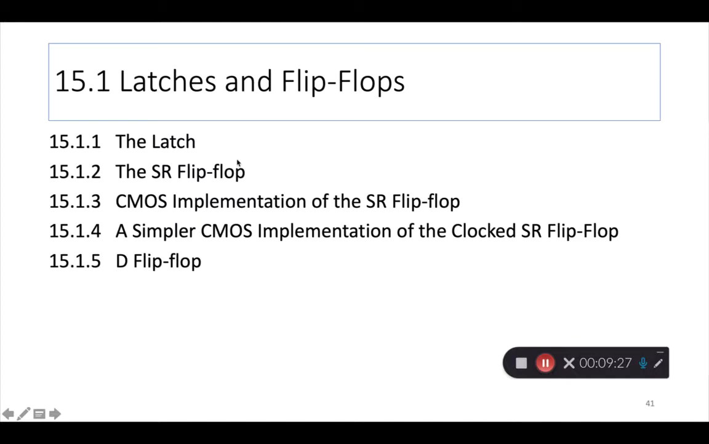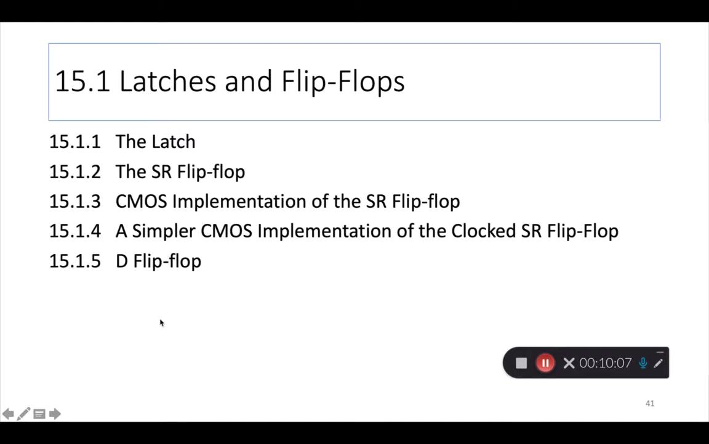Now it can be implemented using just NMOS transistor, or we can use a CMOS implementation. So both methods we use. Then there is a simpler method in addition to the one shown in 15.1.3. In the textbook, we are shown somewhat of a simpler method in 15.1.4. Lastly, we look at the D flip-flop. So basically, we are studying the circuit theory behind the latch, the SR flip-flop, and the D flip-flop.